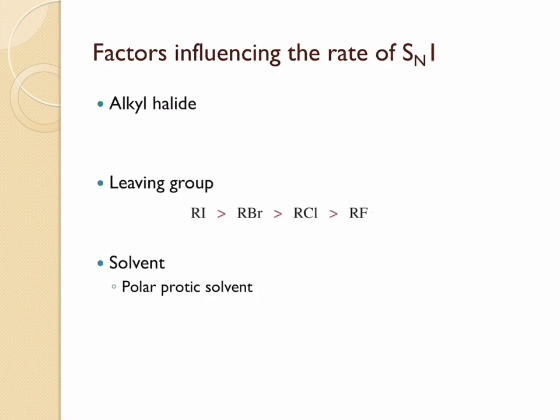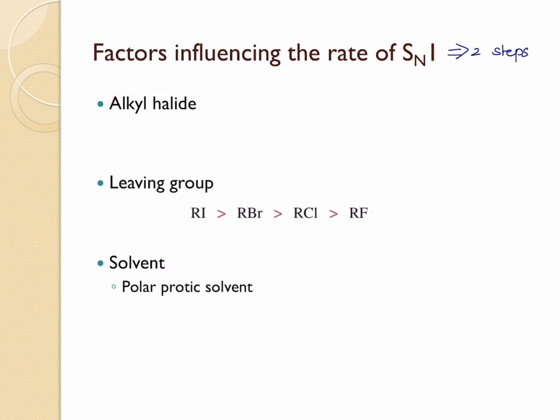Factors that affect the rate of the SN1 reaction. Here are some of the factors which is going to determine the rate of SN1 reaction. In SN1 reaction, there are two steps, right? The first step is the formation of carbocation, which is the rate determining step. And in the rate determining step, you have only the alkyl halide present. So the alkyl halide is definitely going to affect the rate of the reaction.